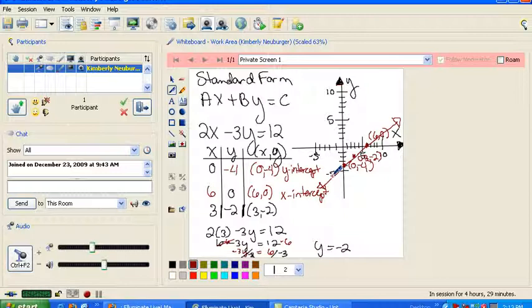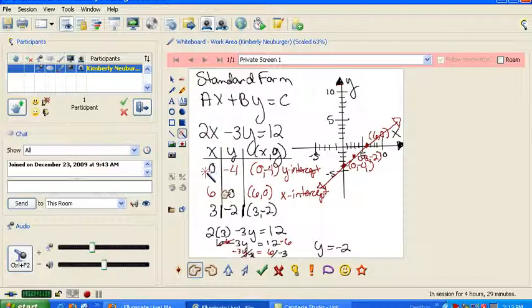When your equation is in this standard form here, making a table using your 0 for your x and then 0 for your y to find your y-intercept and your x-intercept will be very, very helpful for you and make it much, much easier to graph equations in this form.